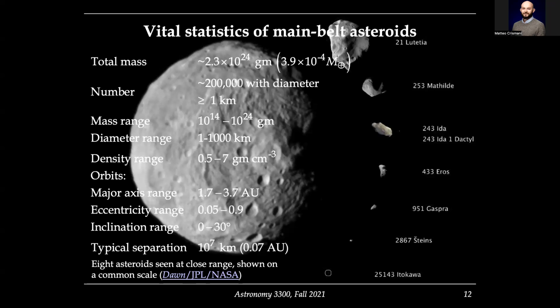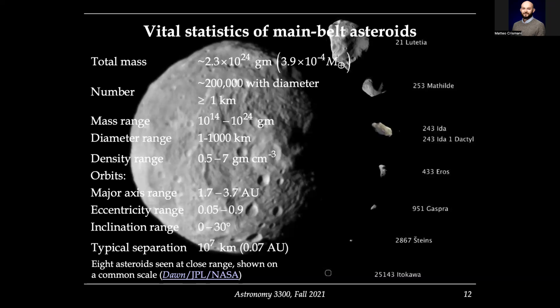How many are there? Well, there are 200,000 with a diameter greater than a kilometer. The mass range goes as large as 10 to the 24th and as small as 10 to the 14th, so this is real small. The diameter range is as large as 1,000 kilometers and smaller than 1 kilometer.